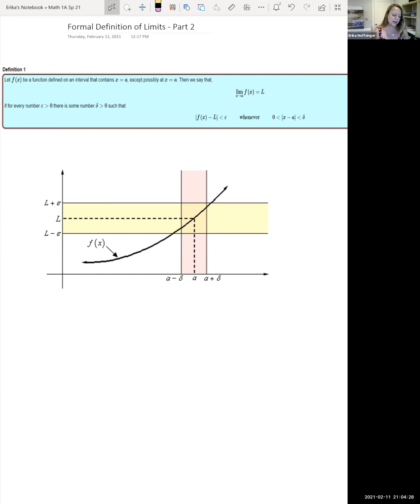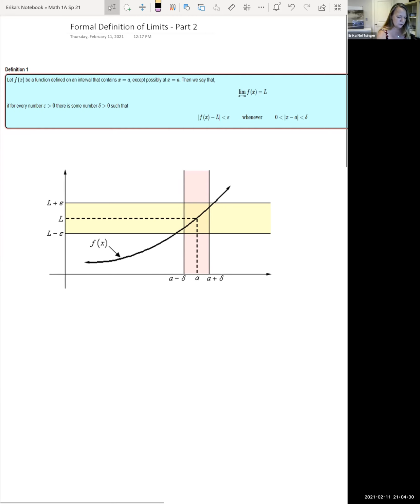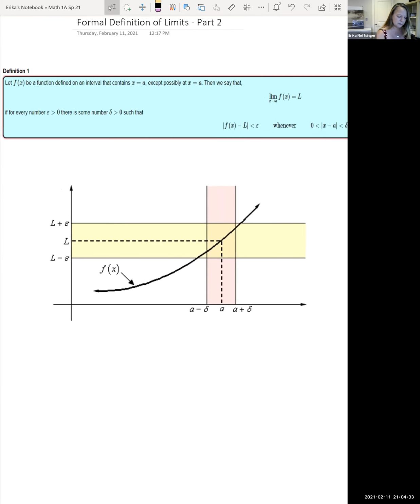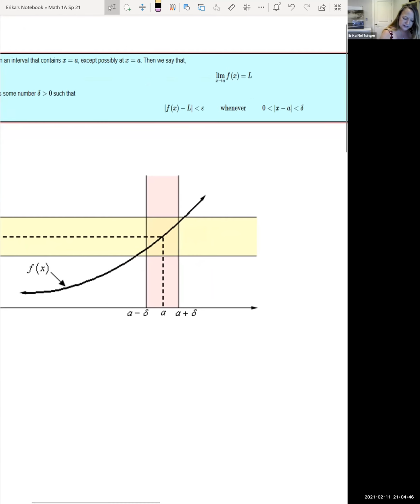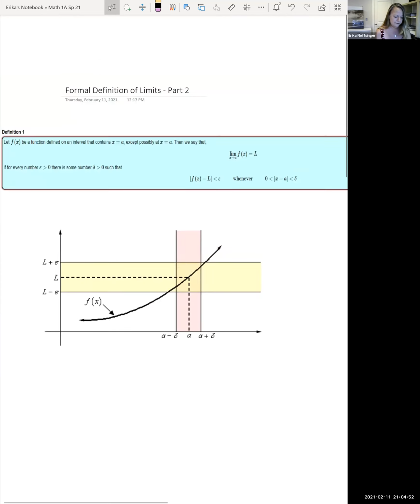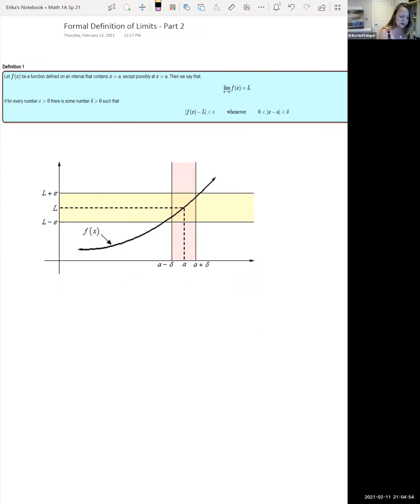So right here we have the formal definition. Let's go through that again. I hope you guys can see this. Let me blow it up a little bit. Let f of x be a function defined on an interval that contains x equals a, except possibly at x equals a. Then we say, and we've used this notation before, the limit as x approaches a of f of x equals L, if for every epsilon greater than 0, there's some delta greater than 0 such that the following holds. So the absolute value of f of x minus L is less than epsilon.